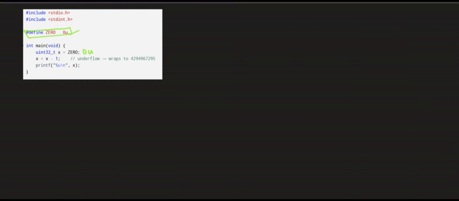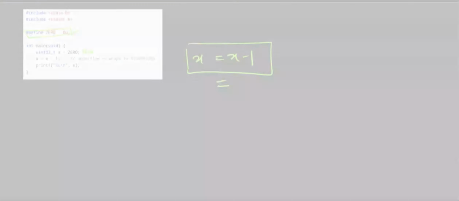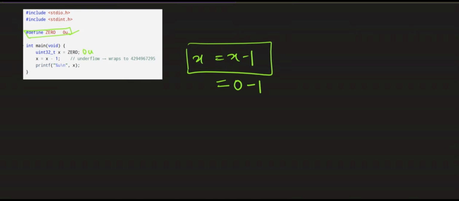And what is the arithmetic operation we are doing here? It is x equal to x minus 1. So what does this expression tell us? What will happen with this expression? Any guesses? I'll give you 1 second to think about it. Okay. So what is happening here? We are trying to do 0 minus 1. But uint32 cannot store negative numbers.